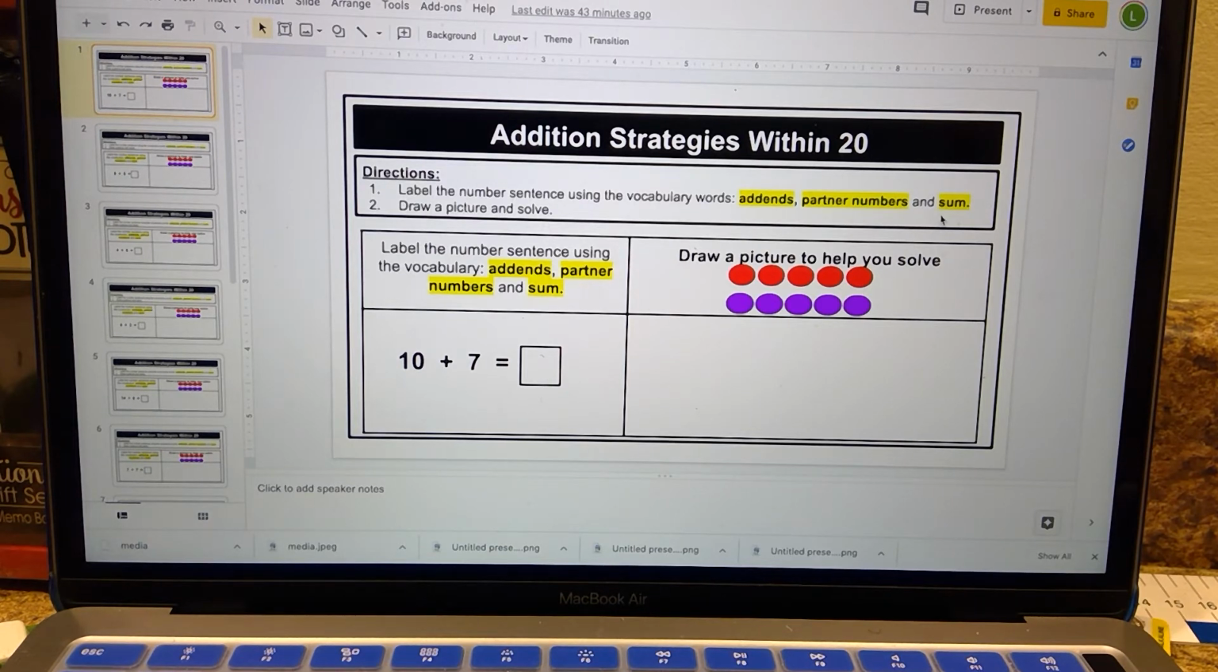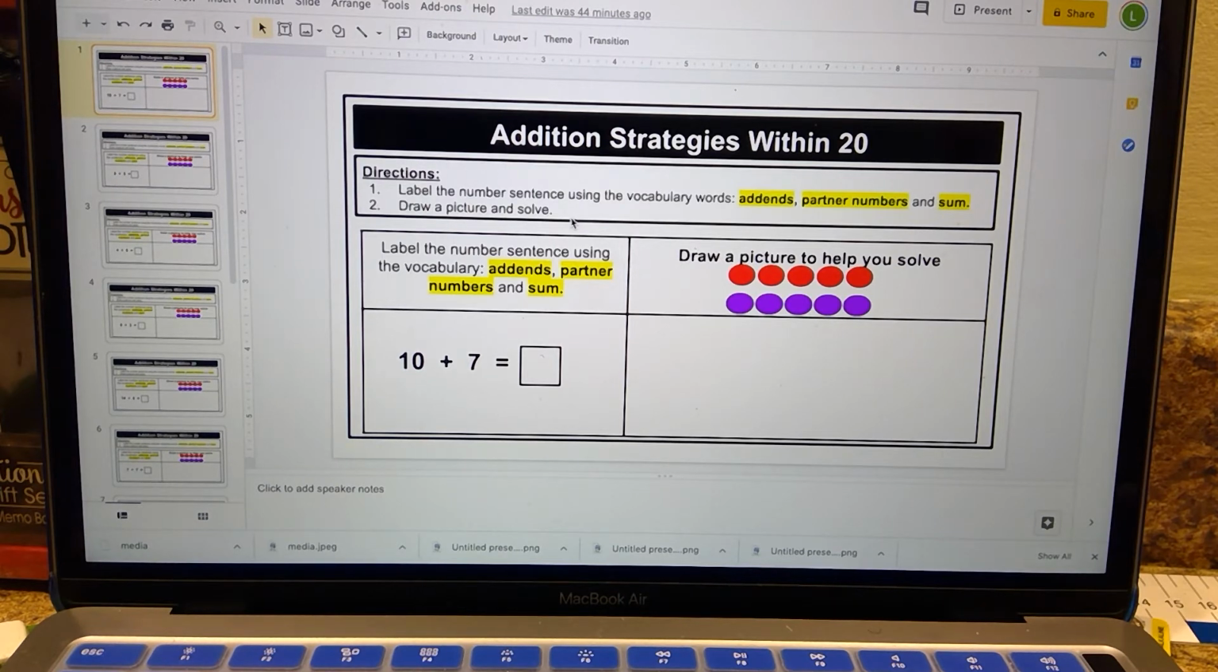Those are bold words. It's a text feature and it means important words. Anytime you see a word highlighted and the word is dark, that was what we call bold, that means it is a key word. It's an important word. And we gotta try to remember it because we're gonna need that to help us with whatever we're learning, okay? These are important key words. Then it says draw a picture and solve, okay?